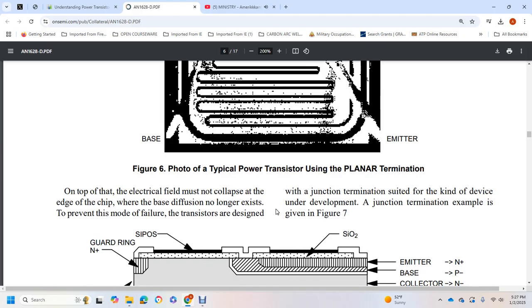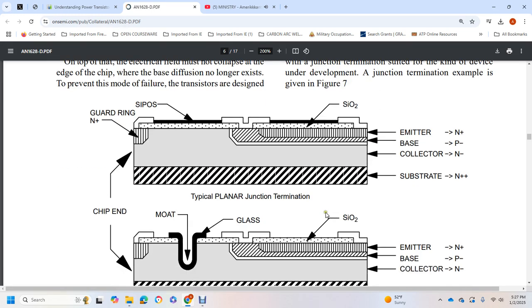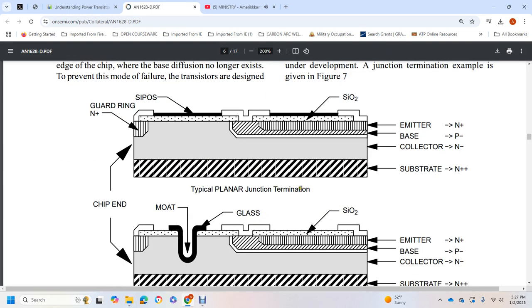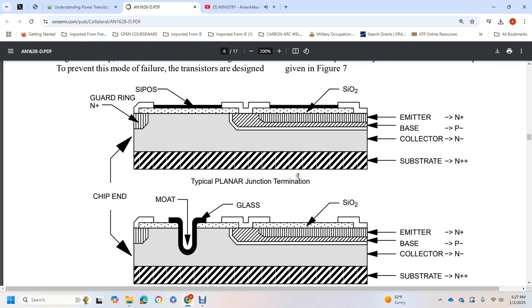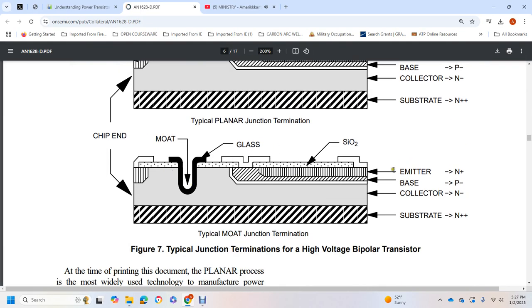On the edge of the chip, the electric field must not collapse, since the base diffusion no longer exists there, to prevent this mode of failure. The transistor is designed with a junction termination suited to the kind of device. An example is Figure 7, a typical planar junction showing emitter, base, collector, substrate, silicon, guard ring, negative-positive regions, and chip-end glass.